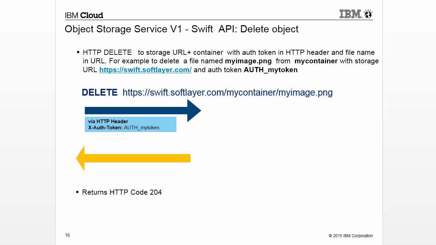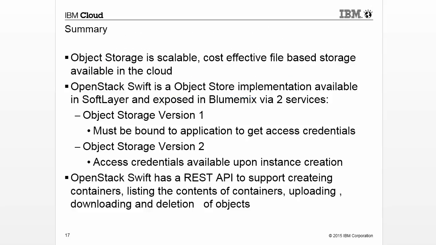Deleting files is done via an HTTP DELETE. The storage URL and auth token returned from the authentication operation are used in the DELETE operation that also includes the container name in the URL followed by the file name, similar to the previous examples. A 204 HTTP code is returned on success.